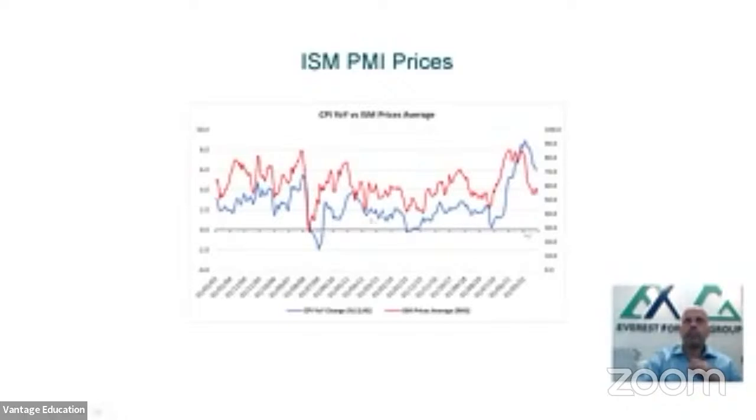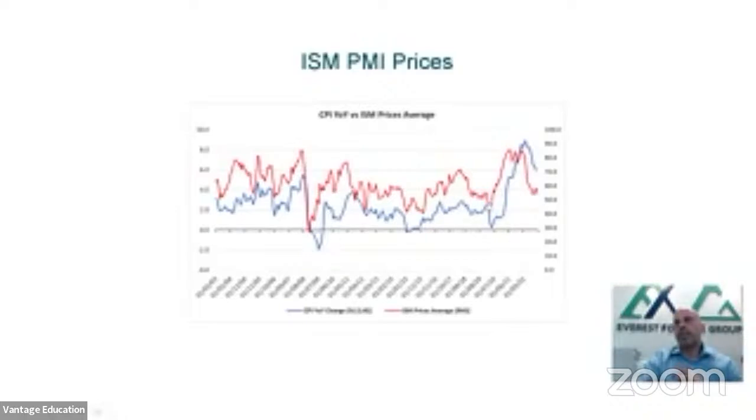So tight, what do we mean by tight? It means that they move together, right? So when the ISM prices move up, CPI follows suit, and conversely, when ISM prices move down, CPI lags and follows as well. As you can see from this chart, the ISM prices are actually a leading indicator of where CPI is heading.